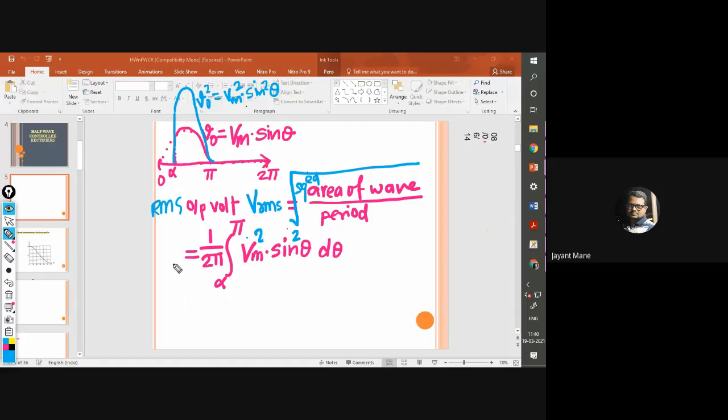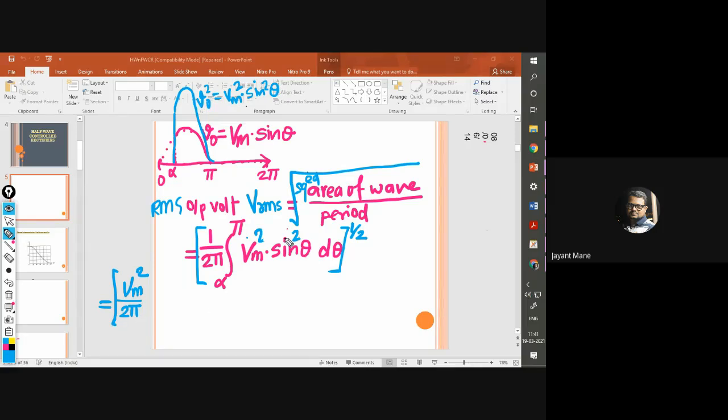So now again Vm is constant, so it is coming out of the integration, and it will be just Vm square outside the integration divided by 2 pi. This is all under root. Okay. So Vm square, as it is outside the integration.